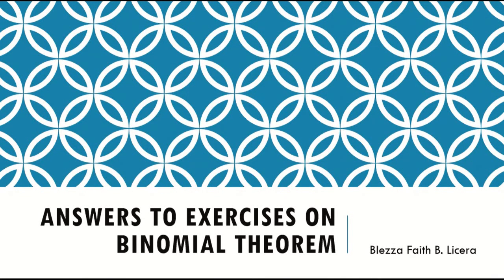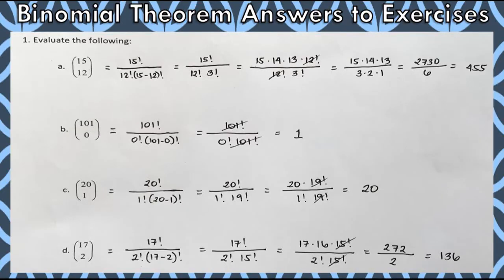Hello students, this time I will explain to you the answers on our exercises on binomial theorem. Number 1, evaluate the following. A, we have 15 taking 12 at a time. Okay, given here is 15, this is the N, and 12 is the R.